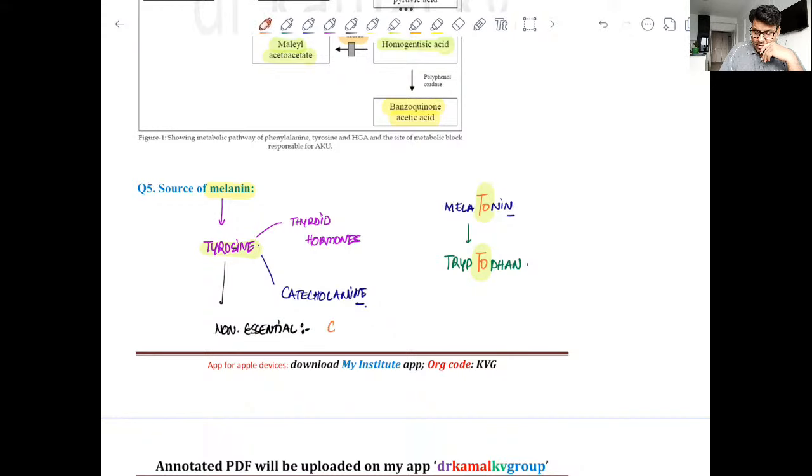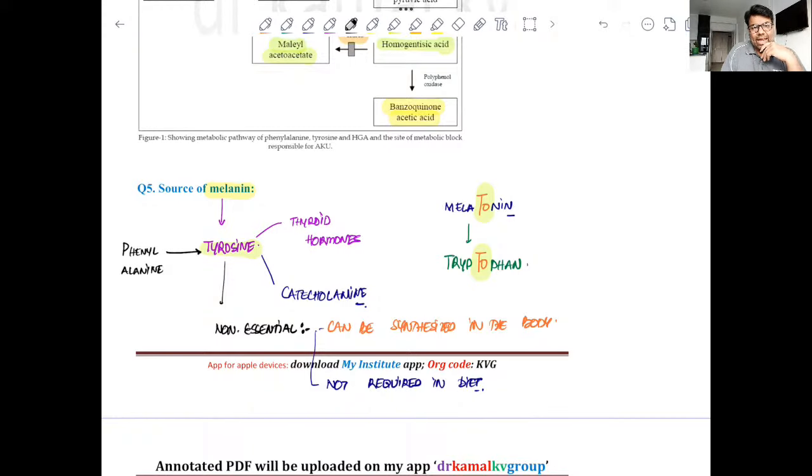Because it can be synthesized in the body, right? So it can be synthesized in the body. It means it is not required in diet. It can be synthesized in the body. Now the question is how it can be synthesized. The synthesis occurs from phenylalanine.